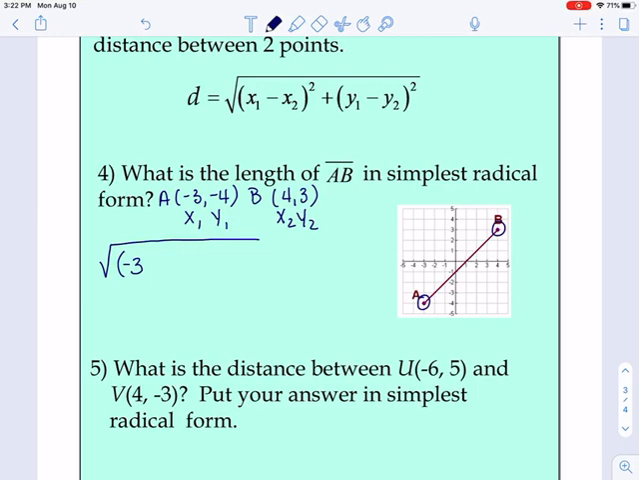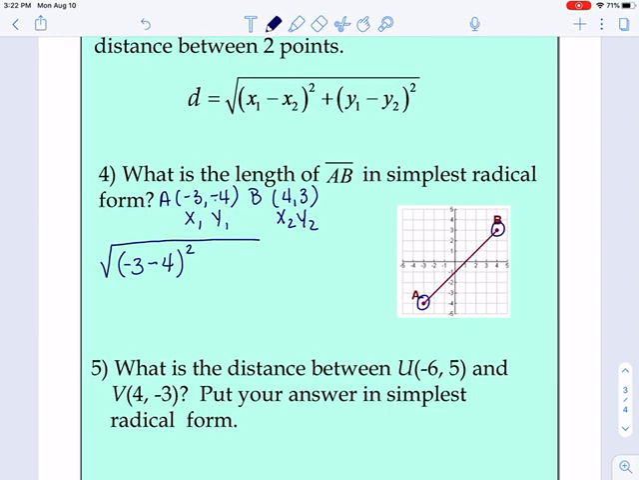So distance is going to be the square root of x1, a number that's above x1 is a negative 3, minus from the formula, and then x2 is 4. So I'm going to have negative 3 minus 4. I'll bring down the plus sign from the formula, and then we're going to have y1 minus y2. y1 is negative 4. We have a minus sign from the formula, and y2 is 3. And we need to square that.